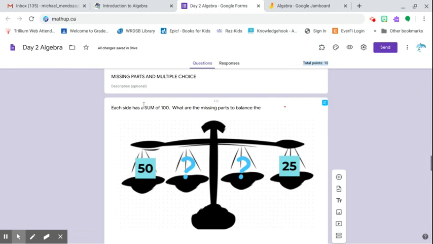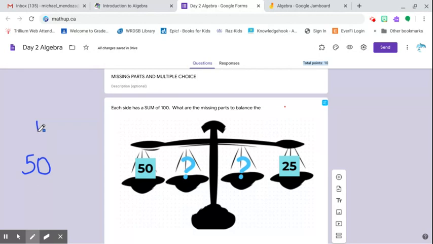Now, before you look at the image, please remember that the sum, that means the total for each side, is going to be 100. So this will equal 100. This will equal 100. Your job, again, is first make sure you think of one side and ask yourself, what does one side equal? Well, it's out of 100. So for this one, we have 50.